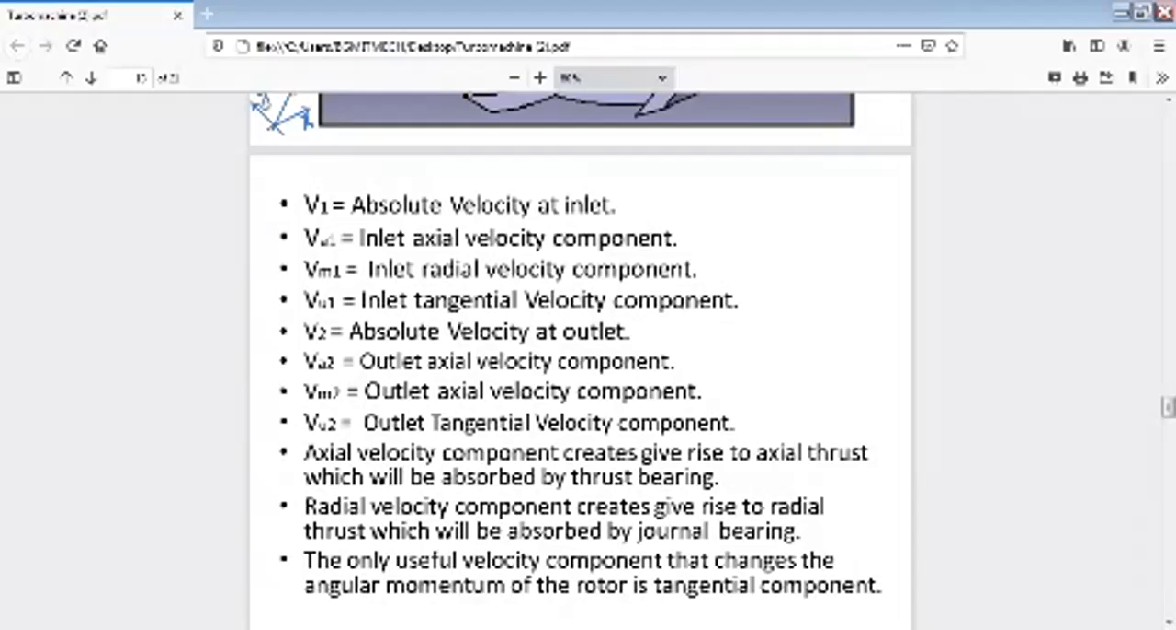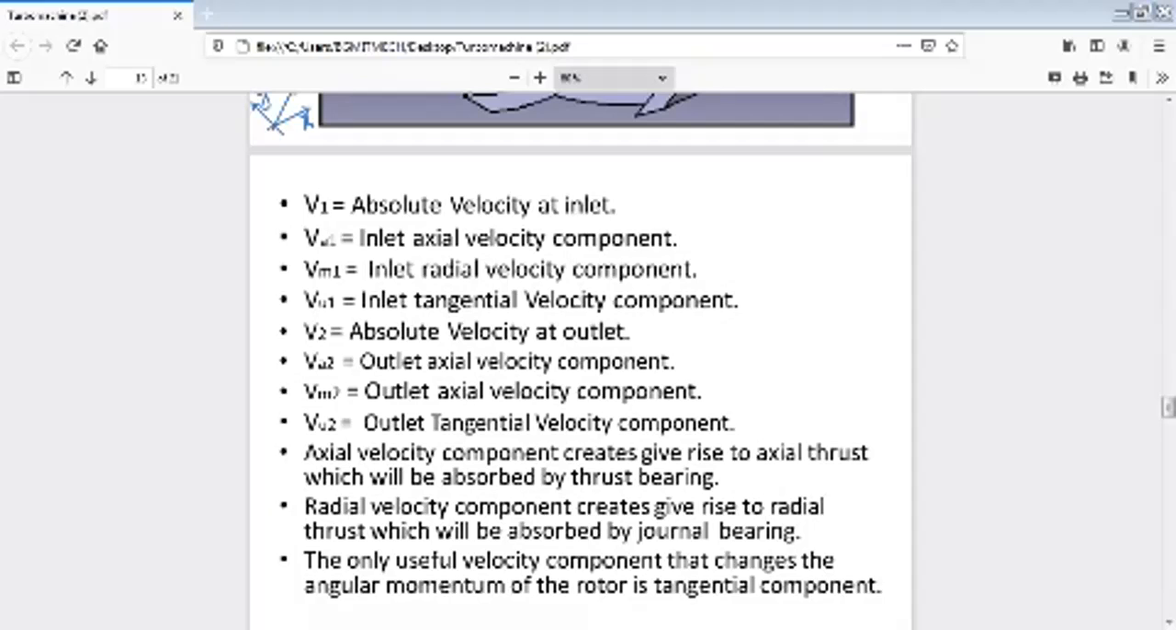velocity component. Here I have written this wrong. This will be the radial velocity component, that is. Here I should write, this one is wrong. This is the outlet radial velocity component, that is. That is outlet radial velocity component. These are the things.